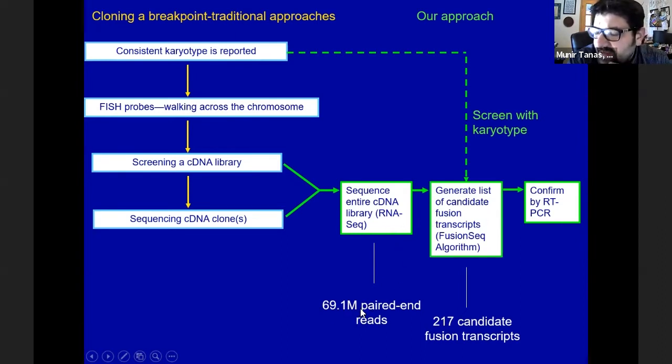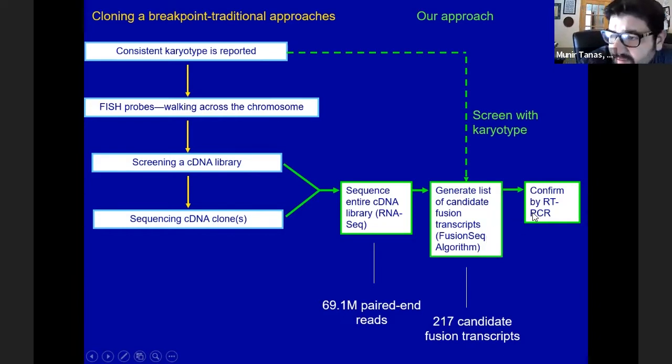As you can see, there are 69 million paired reads that were generated by the RNA-seq experiment. Using this fusion-seq algorithm, we were able to pare it down to 217 fusion transcripts. But because we knew the karyotype of the tumor that I showed in the last slide, we were able to sort through these fusion transcripts and identify the WWTR1-CAMTA1 fusion transcript as the genes not only present on chromosomes 1 and 3, but the exact bands involved in the reciprocal translocation and fusion. It was basically a needle in a haystack type of problem that was resolved by this approach.